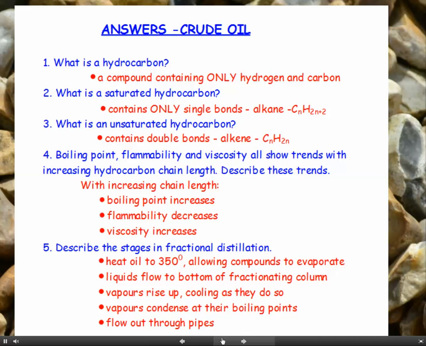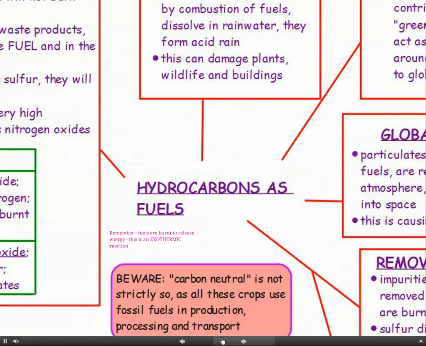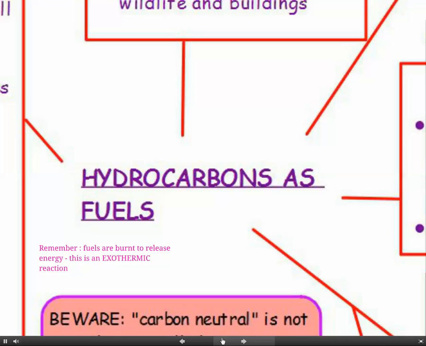So here are the answers to the questions at the end of the previous chapter. Hopefully you've got all these right. So why don't you tick these off before we go on to hydrocarbons as fuels.